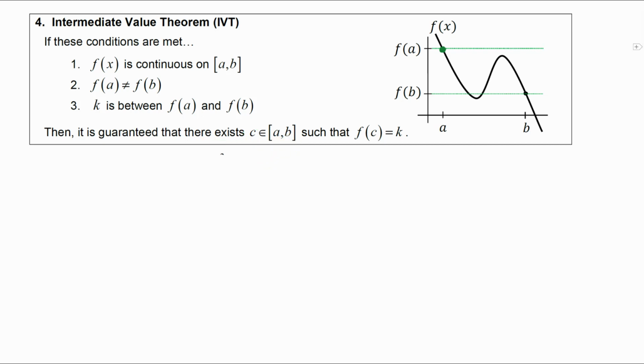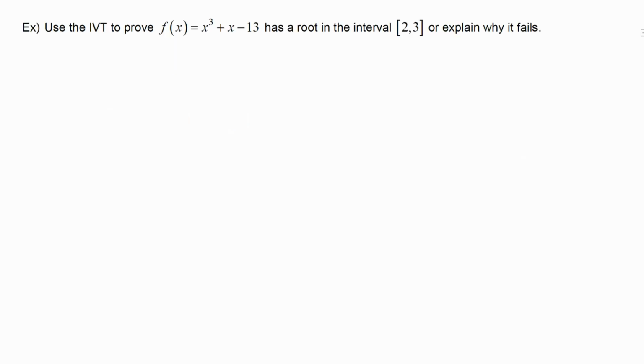Let's go ahead and do what kind of problem we could do with IVT. Use the IVT to prove f of x equals x cubed plus x minus 13 has a root in the interval 2 to 3, or explain why it fails. When the test fails, you simply say that IVT does not apply because the condition wasn't met. That's all the conclusion you can draw.